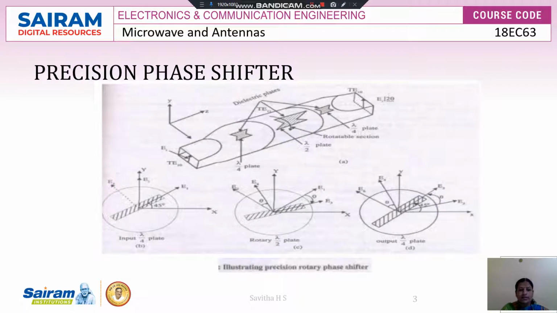Now we can see in the diagram, this is a precision phase shifter. Here we can see TE10 mode, and here also it is TE10 mode. After the conversion it will become TE11 mode. In this diagram we have three plates, RA, RB and RC. The first is a lambda by 4 plate, this is a lambda by 2 plate, and this one is a lambda by 4 plate, and only the RB plate is a rotatable section. These three plates are called dielectric plates.